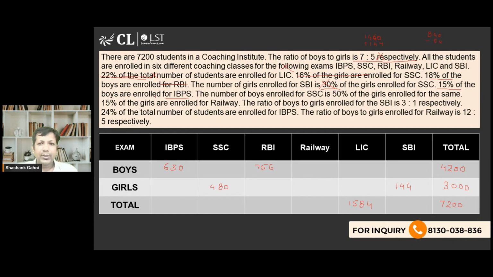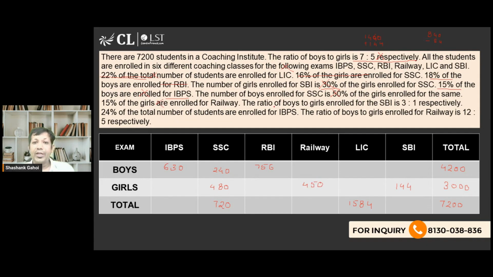So 15% of boys are enrolled for IBPS. The number of boys enrolled for SSC is 50% of the girls. In SSC, girls are 480 and boys are 50% of 480, which is going to be 240. So from here, the total number of students enrolled for SSC is 720. This is also done. 15% of girls are enrolled for Railway. So 15% is going to be 450, and that's also used.